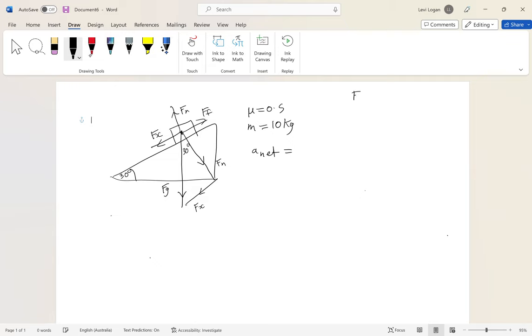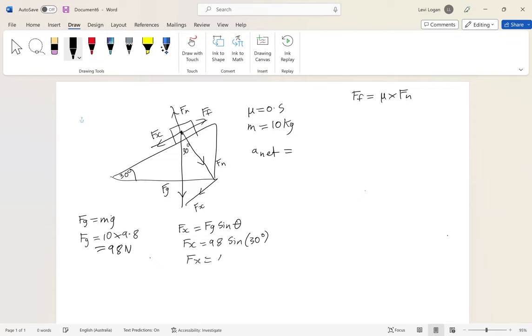So we know our force of friction is the friction coefficient times the normal force, so we're going to need to find our normal force. First off, force of gravity is mass times gravitational constant. So Fg is 10 times 9.8, which on the calculator is 98 newtons, or you could do that in your head. Fx is Fg sine of theta, so Fx is 98 sine of 30 degrees. So that is 49 newtons, because sine of 30 is a half.